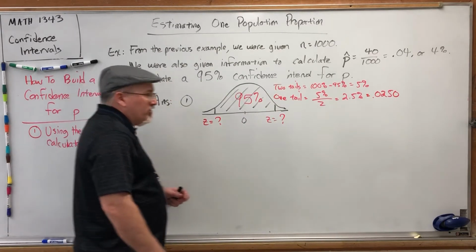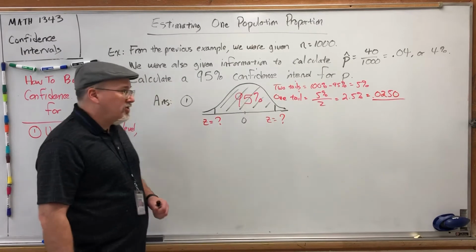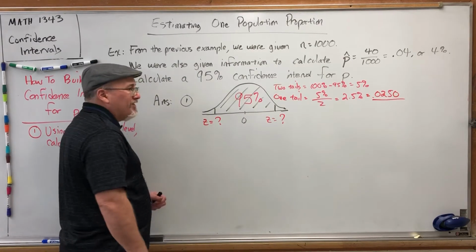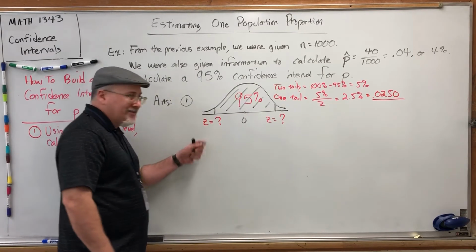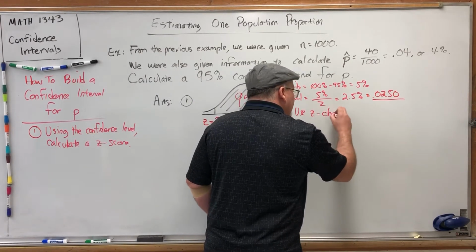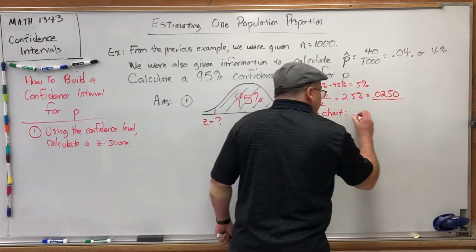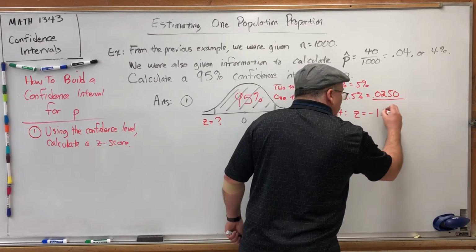Now, if we go look this up, we are finding the z that has that area to the left of it. So if we look up 0.025 in the chart, we're finding this z. So using the z-chart, so I hope you've done the homework from the previous week. Using the z-chart, we get z equals negative 1.96.